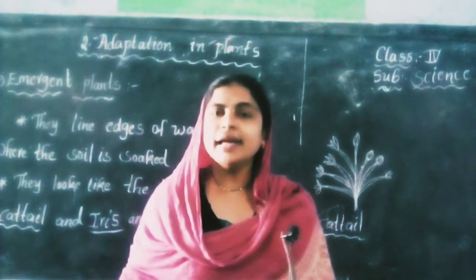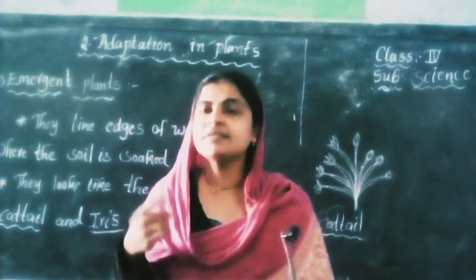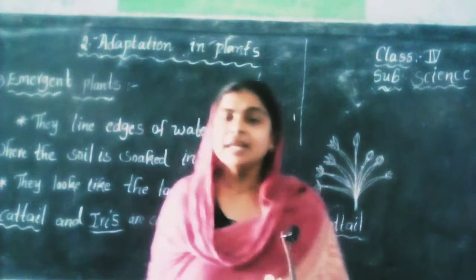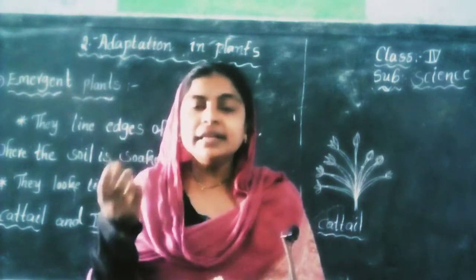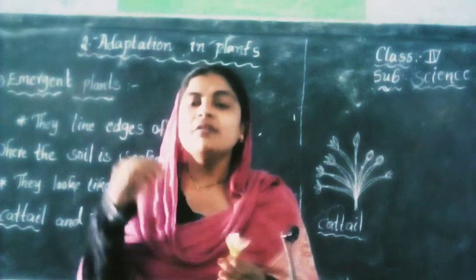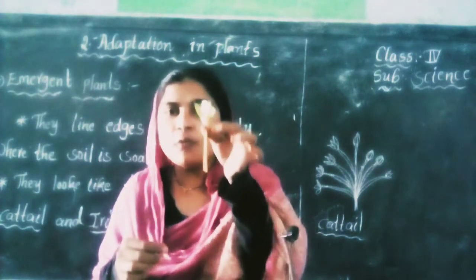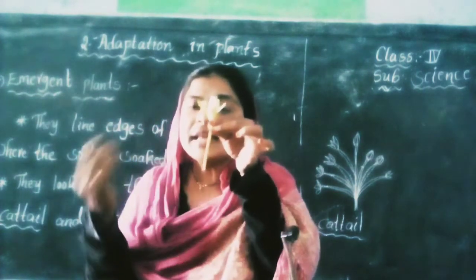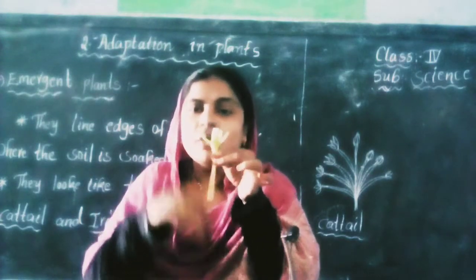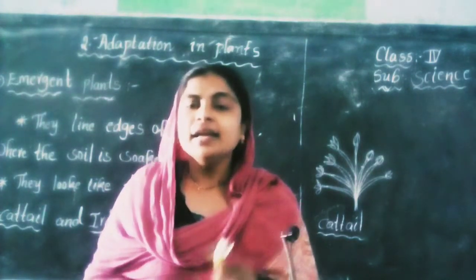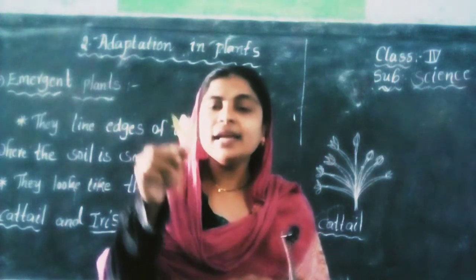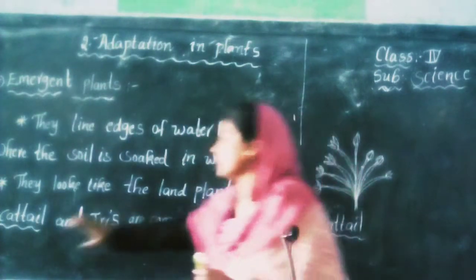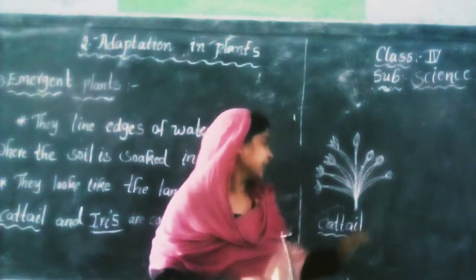Next, emergent plants. In this class, we are discussing emergent plants. They line the edges of the water body where the soil is soaked in water. They look like land plants. For example, emergent plants are cattail and iris.